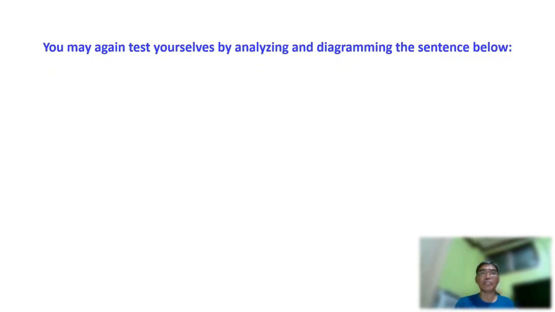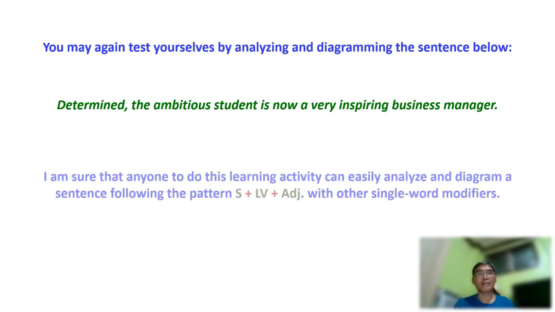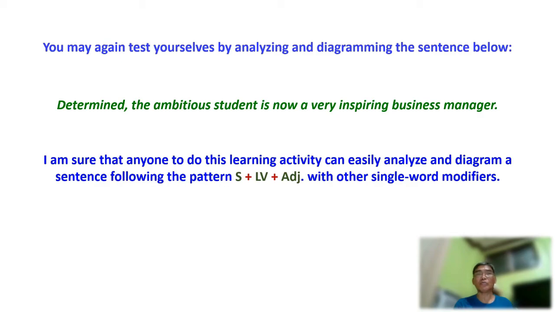You may again test yourselves by analyzing and diagramming the sentence below. Determined, the ambitious student is now a very inspiring business manager. I am sure that anyone to do this learning activity can easily analyze and diagram a sentence following the pattern subject plus linking verb plus adjective with other single word modifiers.